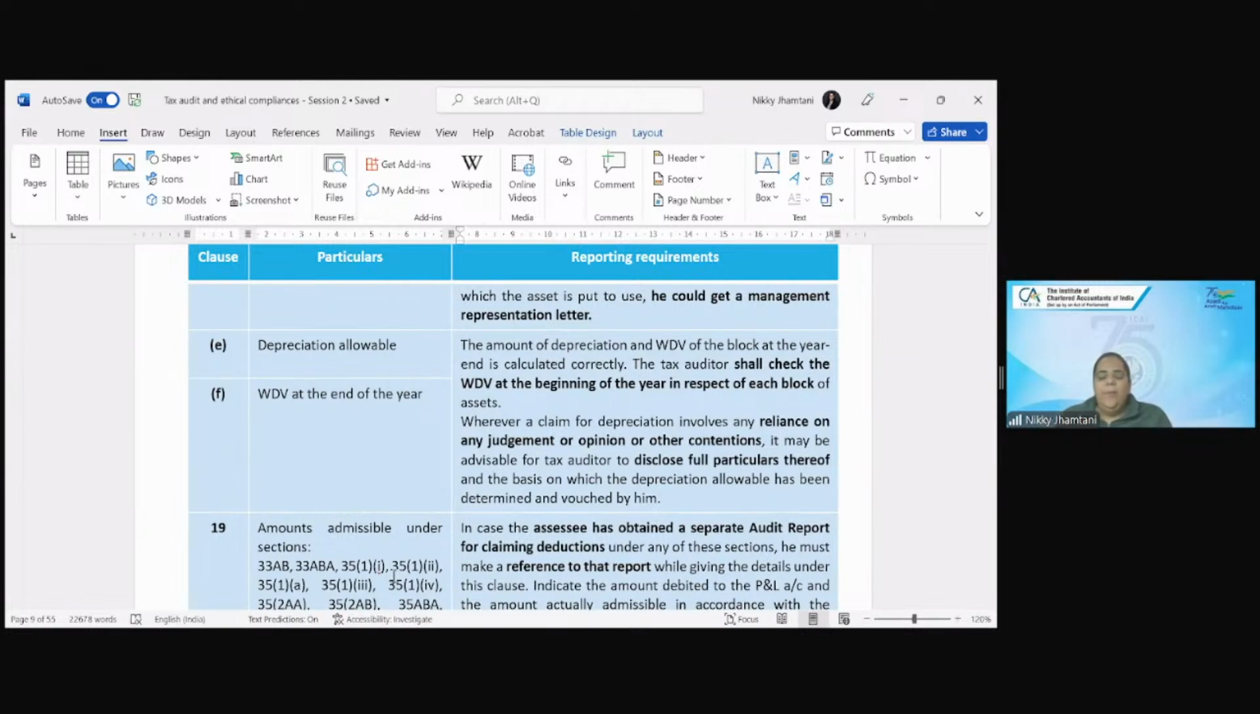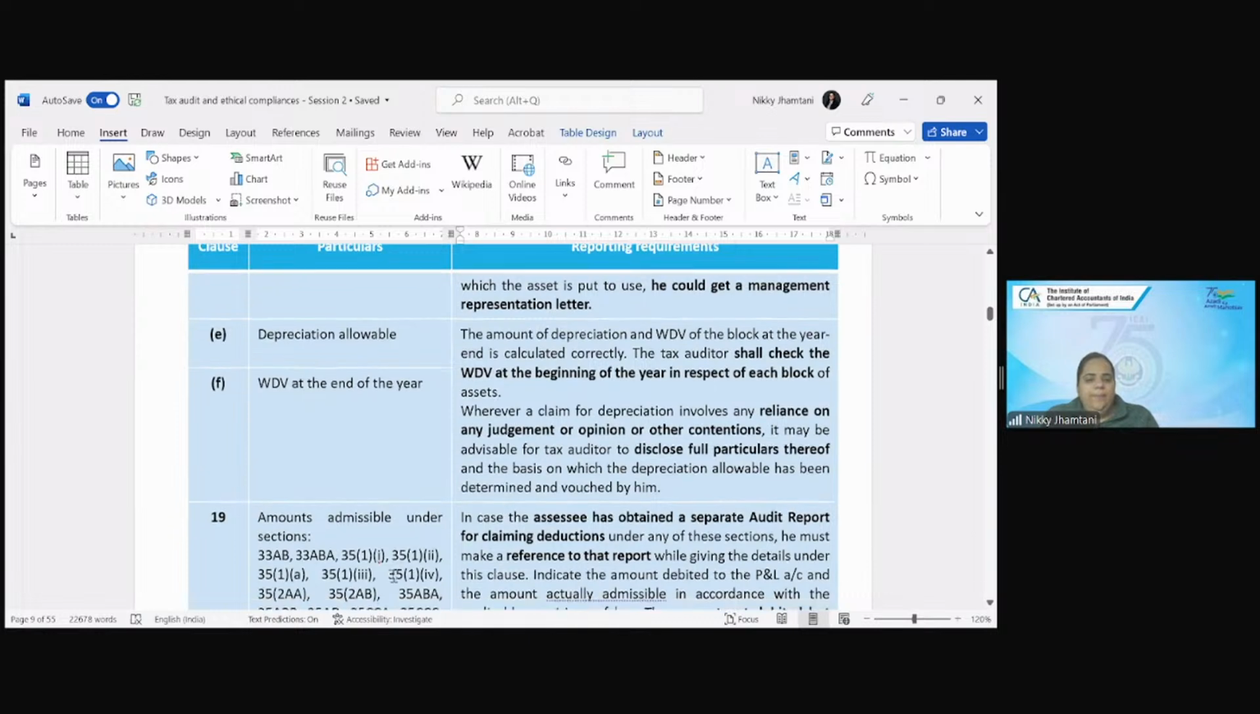Then regarding depreciation allowable and WDV at the end of the year. The amount of depreciation and WDV of the block at the year end is calculated correctly. The tax auditor shall check the WDV at the beginning of the year in respect of each of the block of the assets. Wherever a claim for depreciation involves any reliance on any judgment or opinion or other contention, it may be advisable for the tax auditor to disclose full particulars thereof and the basis on which depreciation allowable has been determined and vouched by him.